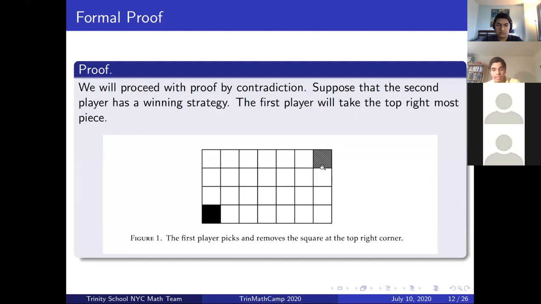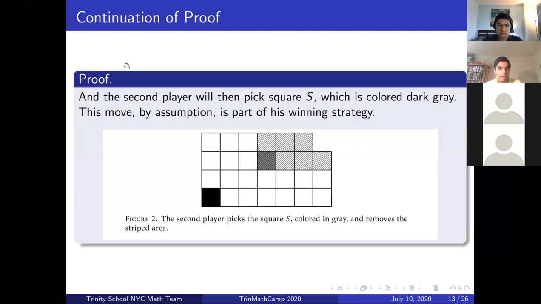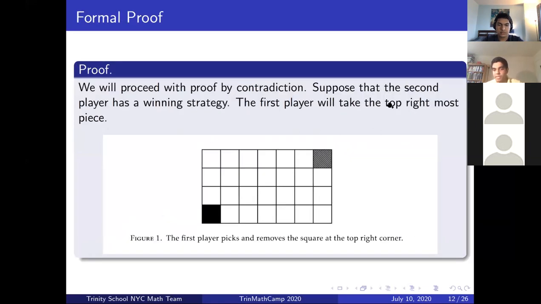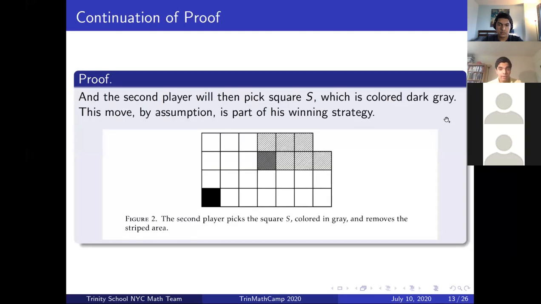So the first player will take this top rightmost square here, that's shaded gray. What does that do? It just removes this piece because there are no pieces above and to the right of it. So now we deal with this position. Now let's say the second player will pick square S, which is colored dark gray. She'll pick anything here. Player two will pick, suppose, this gray square S, and it will remove every single piece above and to the right of it. So all these shaded squares are removed. Remember, this move is part of player two's winning strategy.